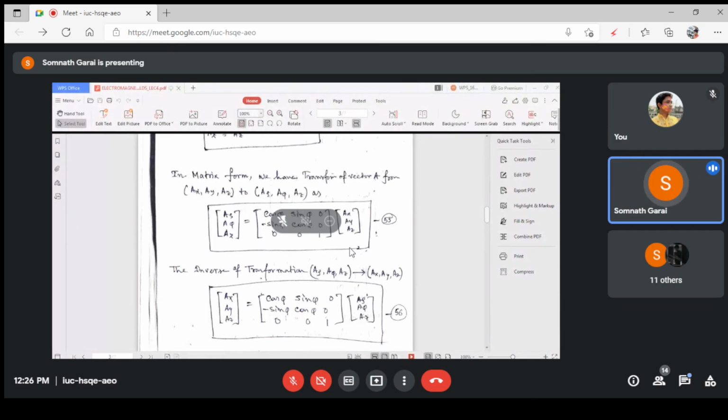Okay, in the next class we will discuss the interrelation between spherical coordinates and Cartesian coordinates, and then we will solve this type of interrelation problem.